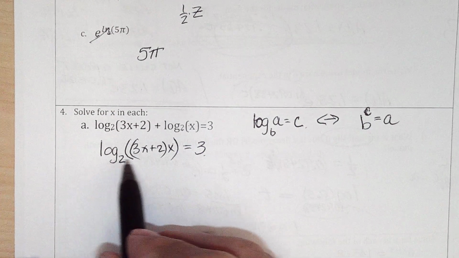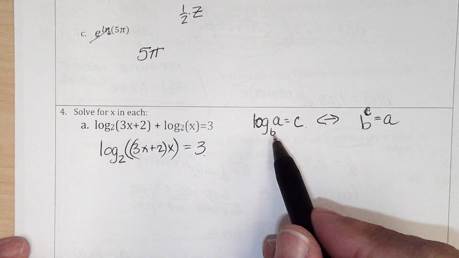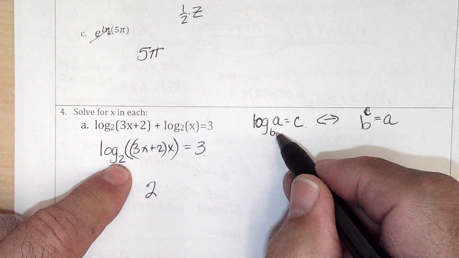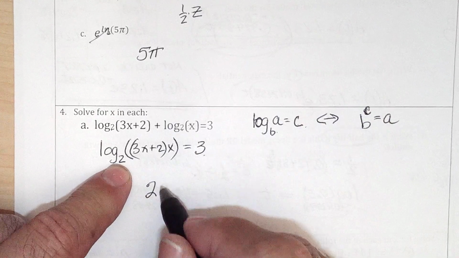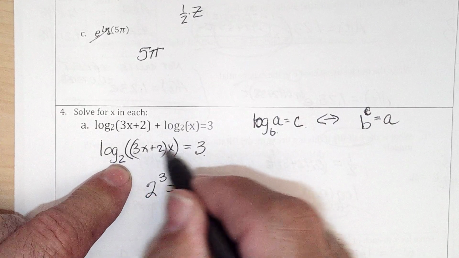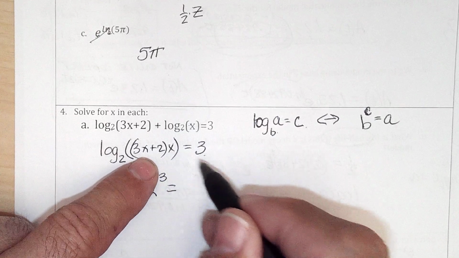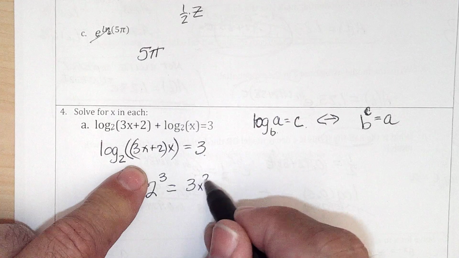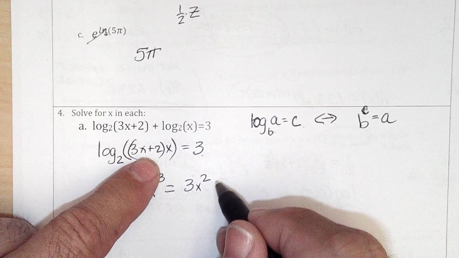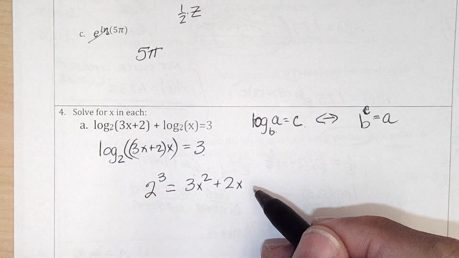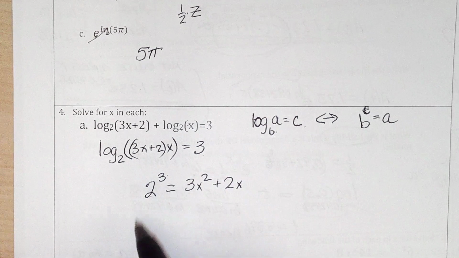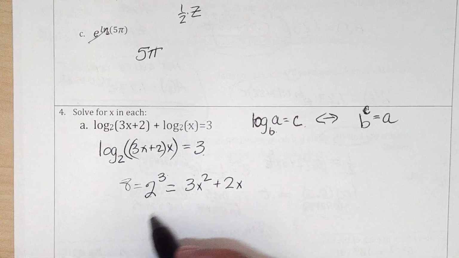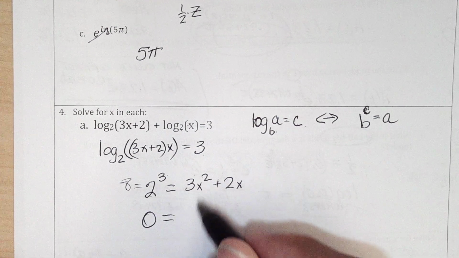If I'm down to a single log equation, I'm going to go the base to the c power equals what's inside the log, the argument. So I got x times 3x, which is 3x squared, and x times plus 2, which is plus 2x. 2 cubed is 8. So I'm going to subtract 8 from both sides because I have a quadratic.